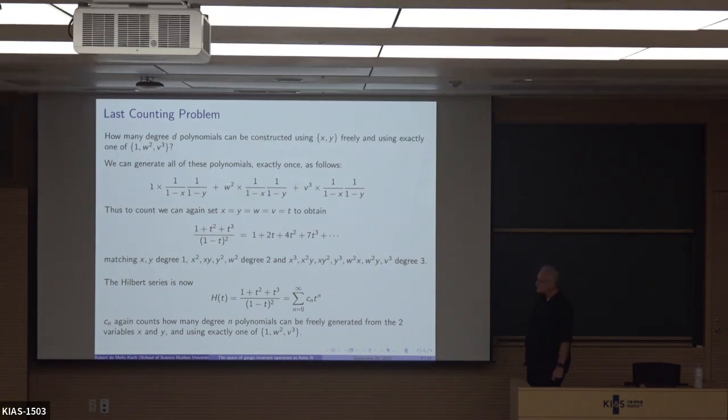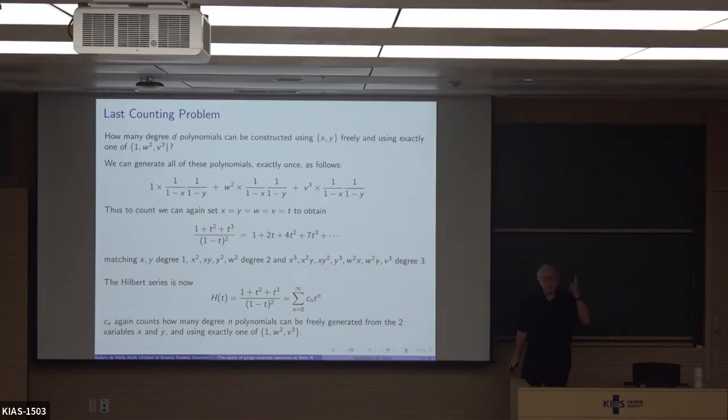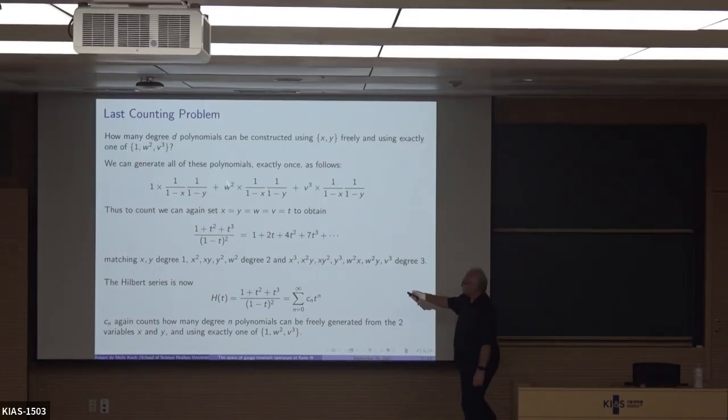Now we're studying a module, and again, use the same argument that we did for our first example. If you expand out these factors and then multiply the brackets out, you'll see that we're generating the complete list of polynomials allowed by these rules, and we're generating each polynomial exactly once. So setting x equal to y equal to w equal to v equal to t, we obtain this function whose power series expansion is that.